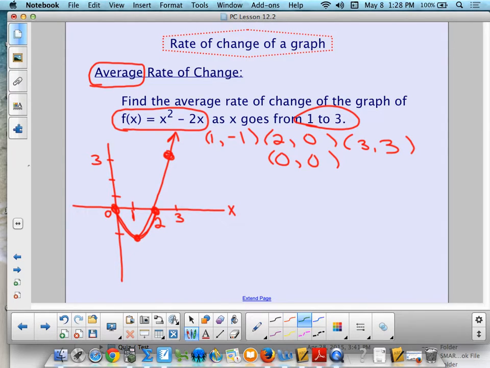We're looking at 2 points. We want to find the average rate of change as x goes from what? 1 to 3. So from 1 to 3, there's your horizontal change. What's your vertical change? Well, all we care about is this and this. That's it. So what's the average rate of change between those 2 points? Find it. See what you get. That's all you're doing right there. You're just finding the slope.